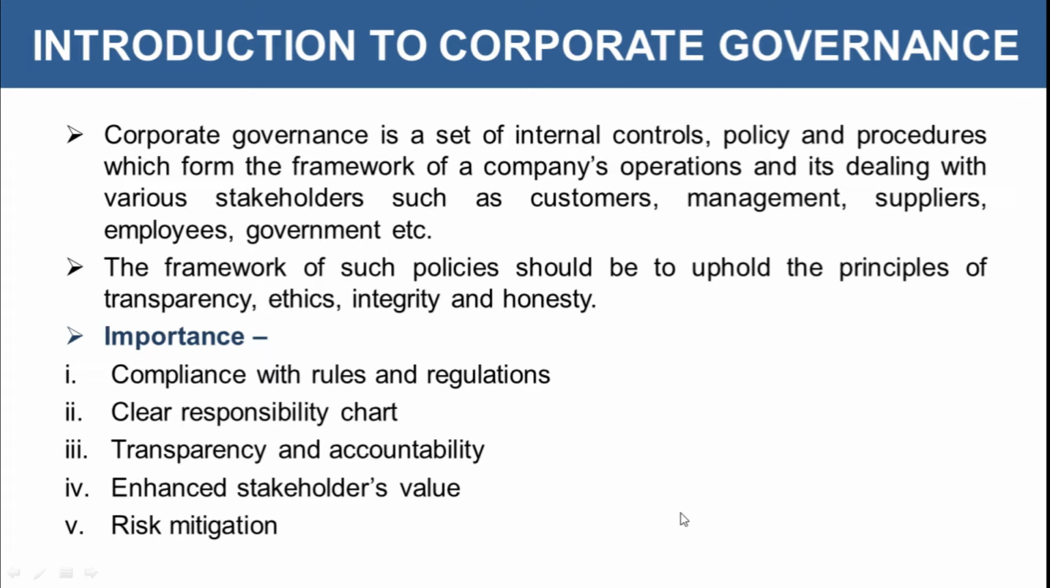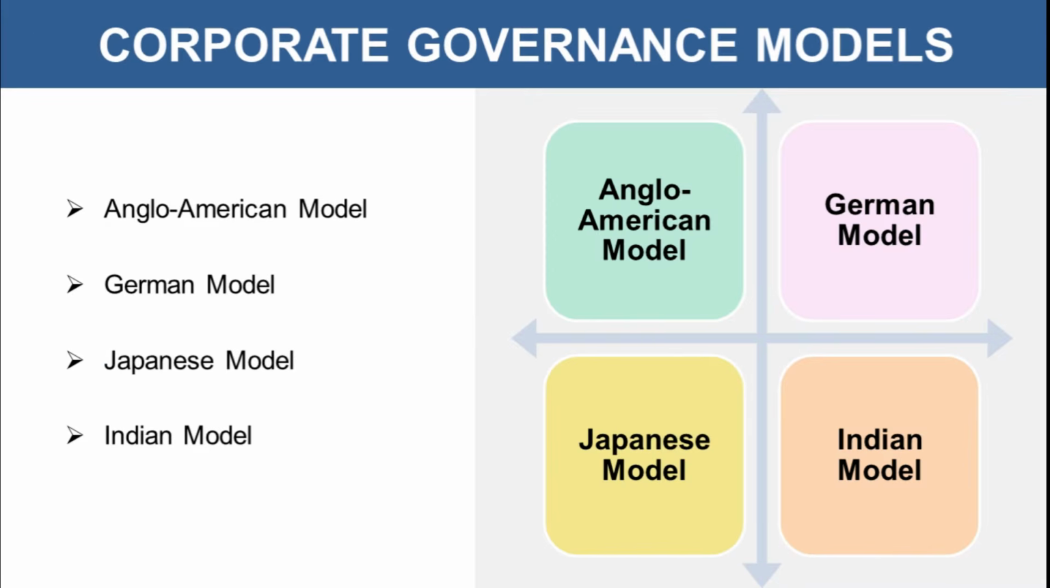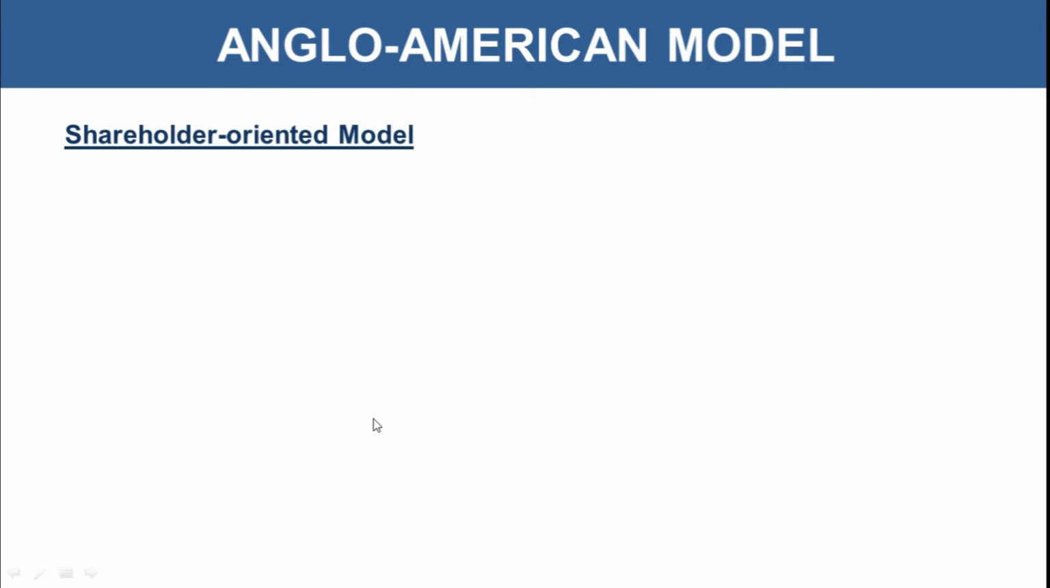Now, after learning what exactly corporate governance is, we can have a look at corporate governance models. These models have been guiding most of the corporate governance structures, and these are the more famous models which are adopted by, as you can see, the top leading countries. First is the Anglo-American model, second is the German model, third is the Japanese model, and then we'll talk about our Indian model. So let's see them one by one.